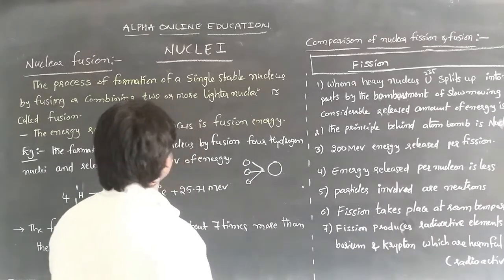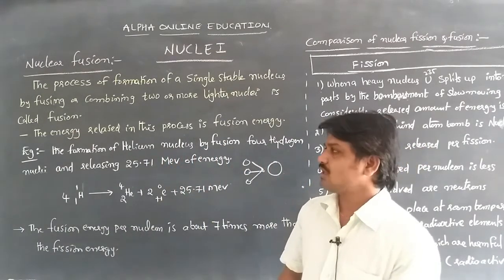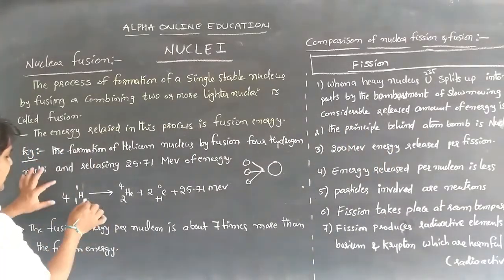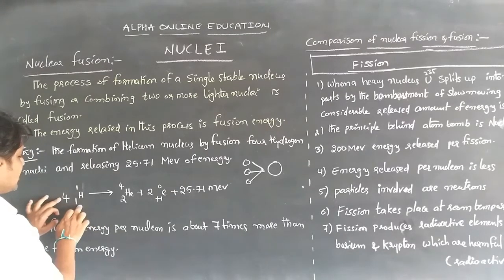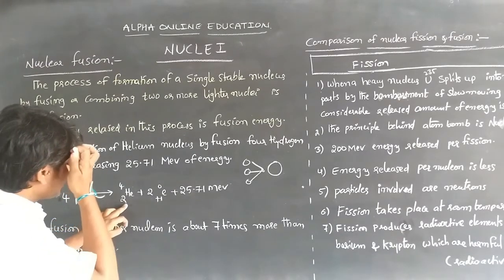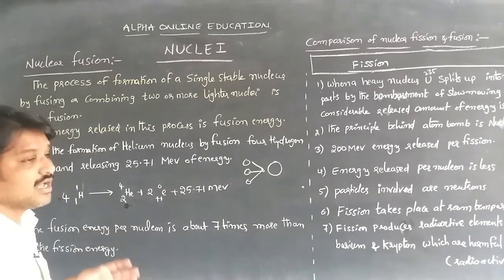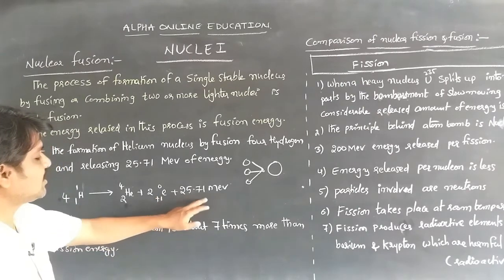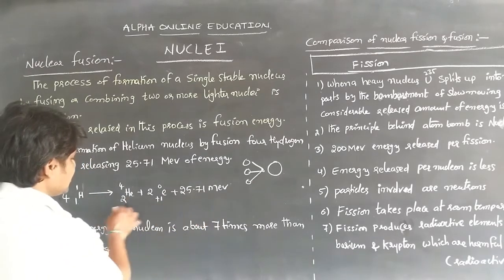In nuclear fusion, the energy released in the process is called fusion energy. Let us see one example, the formation of a helium atom. Here we take hydrogen nuclei: 4 hydrogen nuclei combine and form a helium nucleus. If we compare the atomic masses, the helium nucleus has less mass than the 4 protons combined. One positron is also emitted, and 25.71 mega electron volts of energy is released during this process.